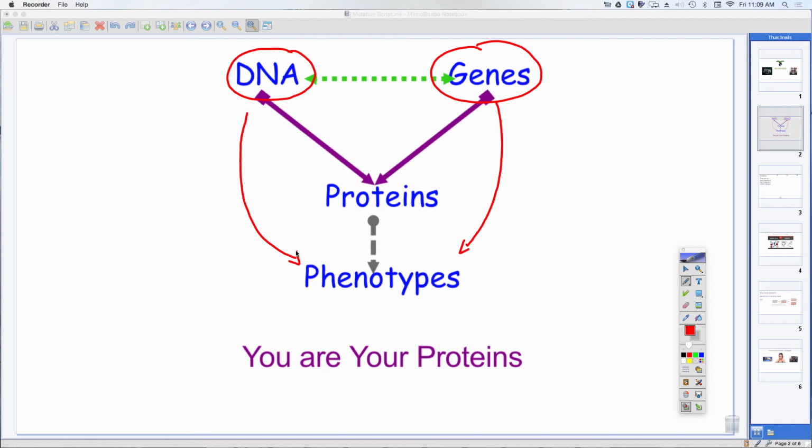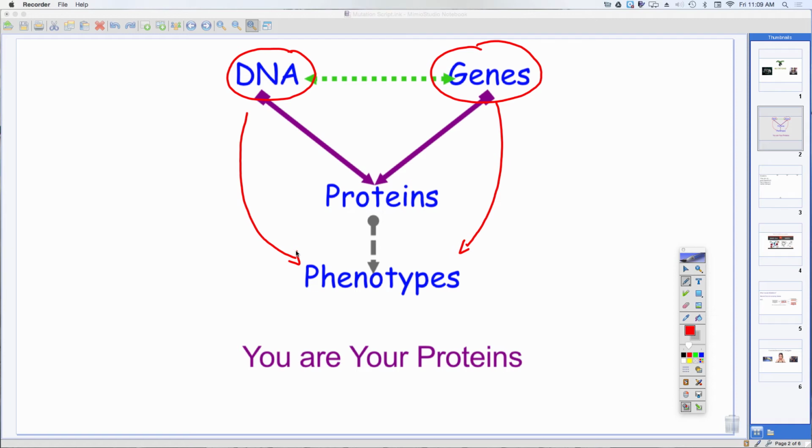That is, what is the thing that that protein makes you look like or do or capable of? Do you have the protein for digesting meat? Do you have the protein for digesting milk? Do you have the protein for giving you curly hair? Well, the physical feature you have is the phenotype. And as a result, I say that you are your proteins because your proteins are giving you your physical characteristics.